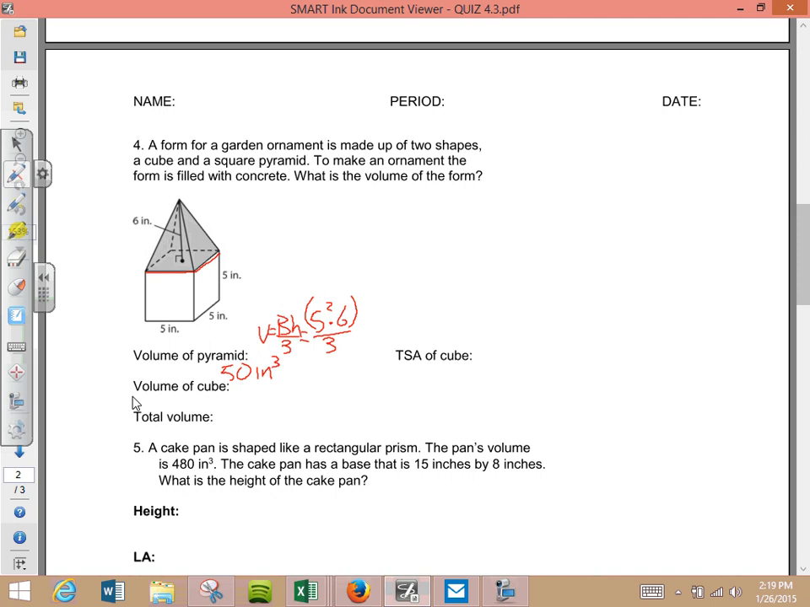And for the cube, it's the same way. Well, not really. The formula is different. Area of the base times the height. That's it. So it'll be 5 times 5, which is 25. 25 times 5 is 125.